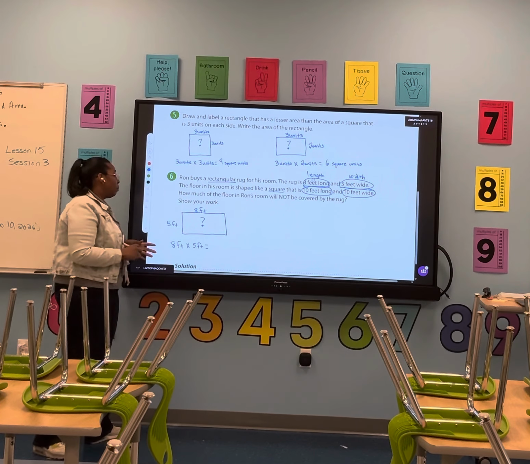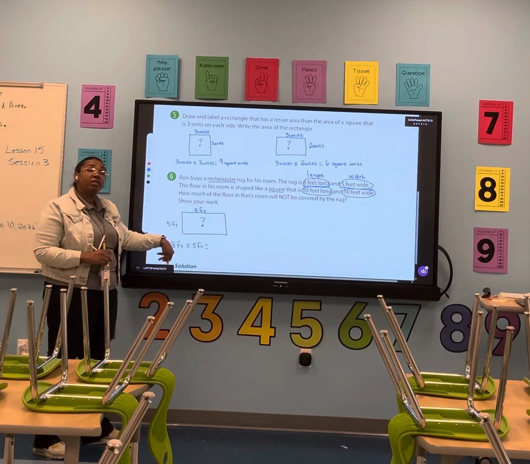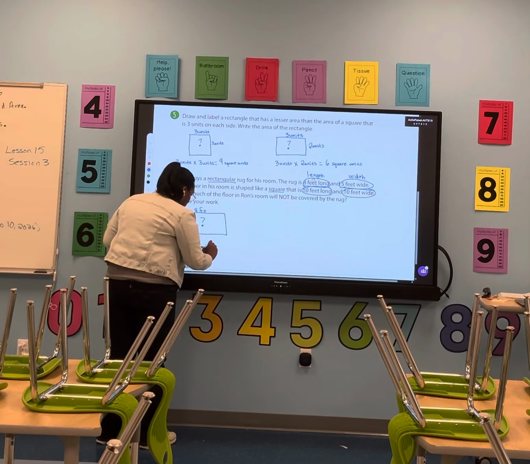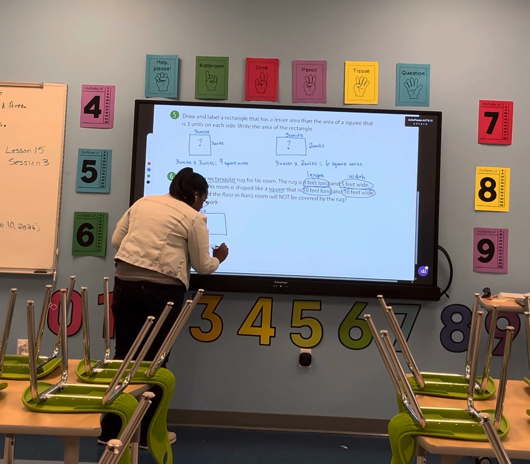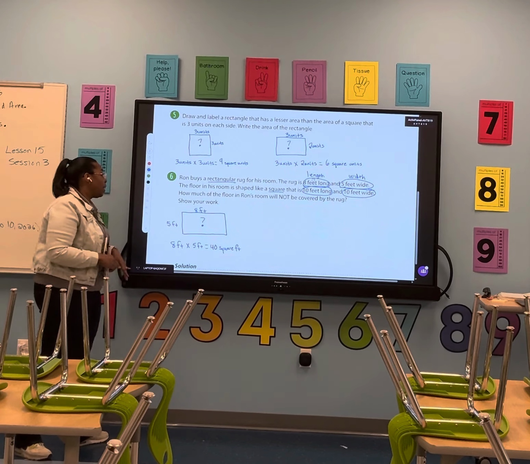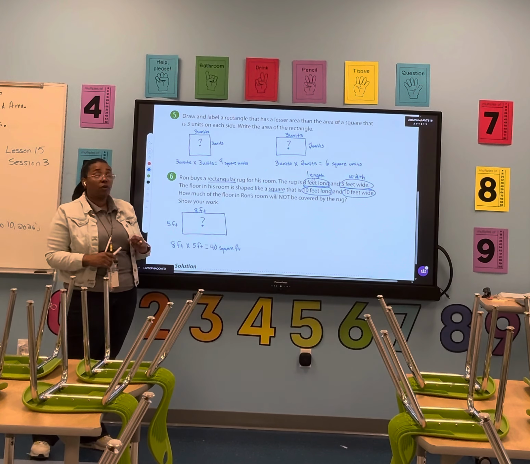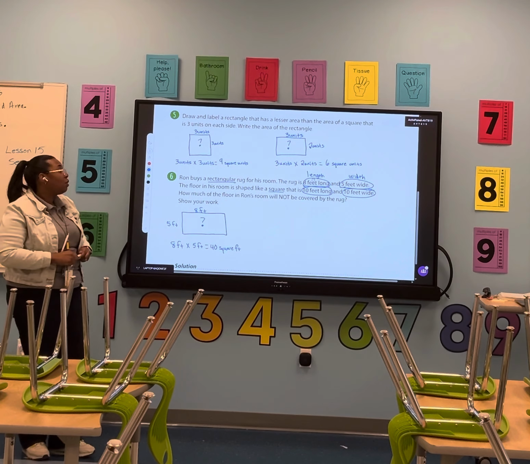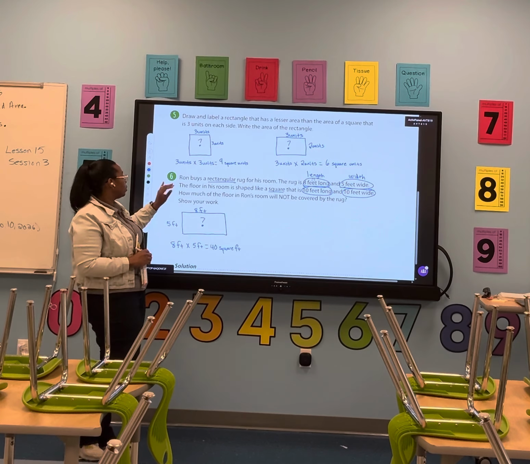Okay, then we're going to multiply this. 8 times 5 is going to be 40. And because this is area, we use our special word of square and then our unit of feet. So we know now that the area of the rug is 40 square feet. So now we're going to keep going. Let's go to the floor.